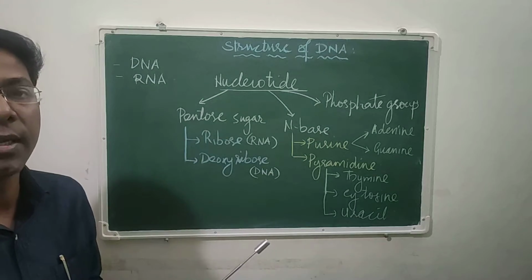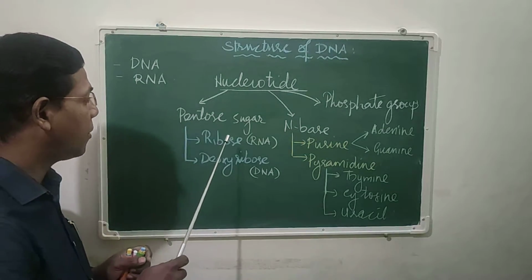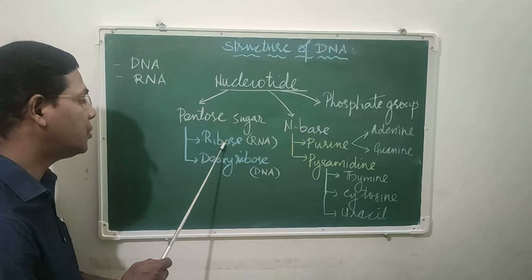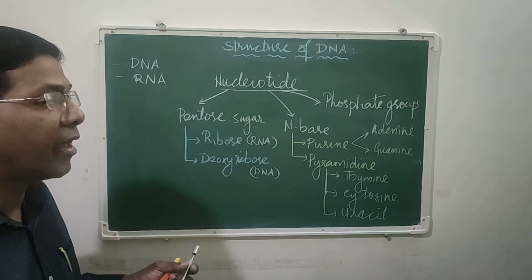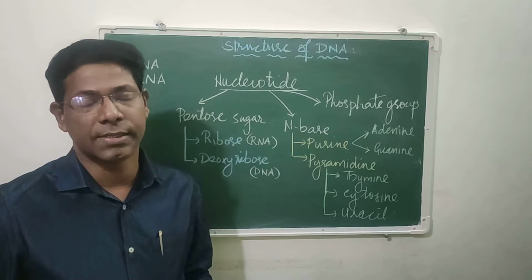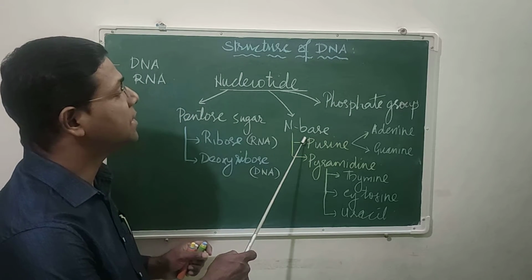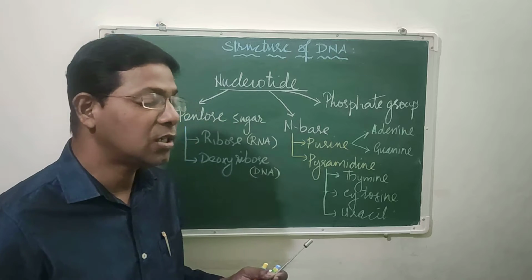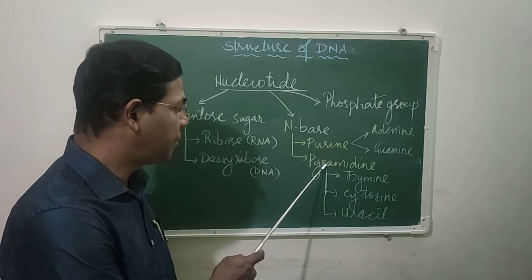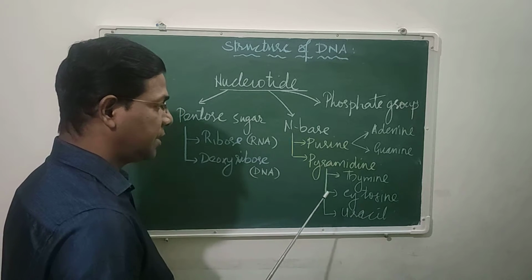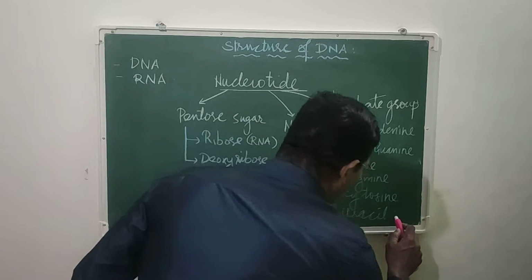In a nucleotide we can see three components. The pentose sugar, a 5 carbon compound which is a sugar, is ribose or deoxyribose, where ribose is present in the RNA, that is why it is called ribonucleic acid, and deoxyribose is present in the DNA, that is why it is called deoxyribonucleic acid. And the nitrogen bases are nitrogen containing heterocyclic compounds that are attached to the pentose sugar, which are purine and pyrimidine. Purines are adenine and guanine, whereas pyrimidines are thymine, cytosine and uracil, where uracil is present in RNA.